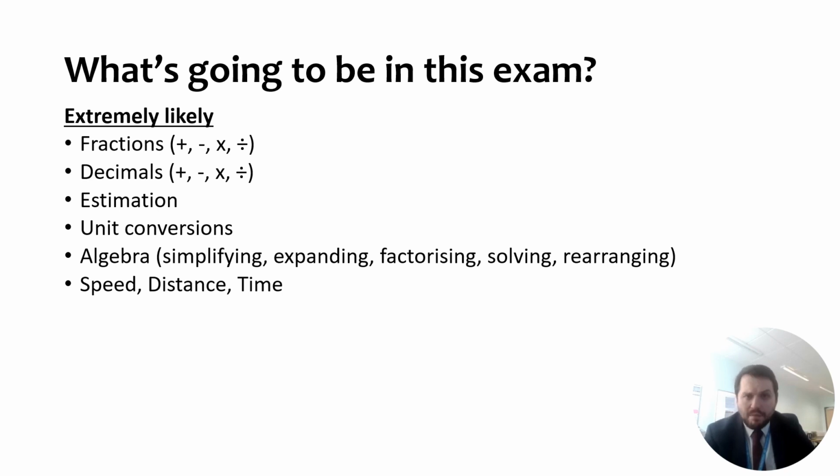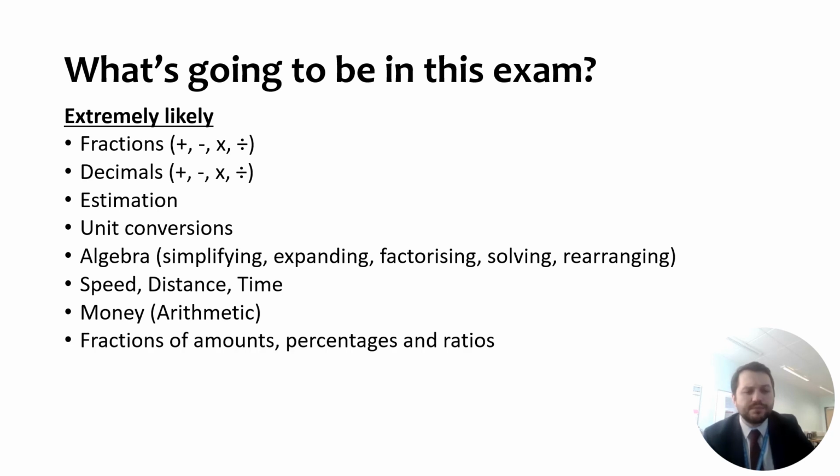Speed, distance, time, very common. Might not come up in paper one. If it doesn't, it will definitely come up in one of the calculator papers, or it could come up in both. Money problems are very, very common, and in particular like 5-mark money style questions. We'll talk a little bit more about where you can revise those later.